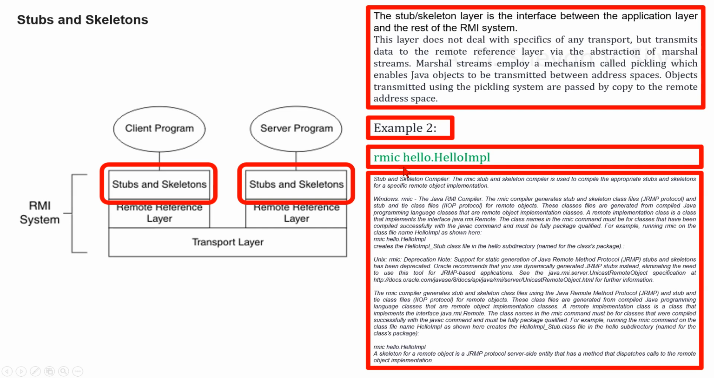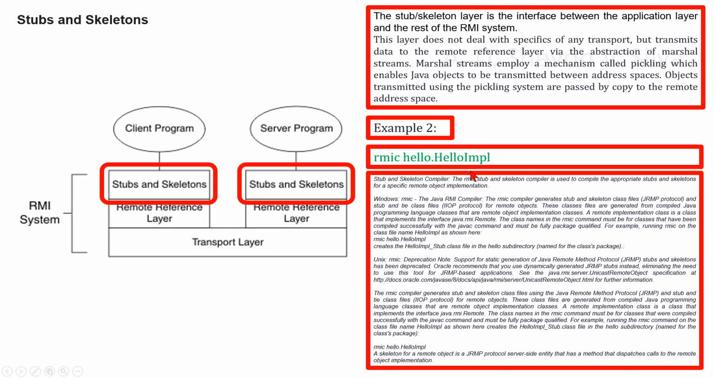The remote implementation class is a class that implements the interface java.rmi.Remote. The class names in the RMIC command must be for classes that have been compiled successfully with the javac command and must be fully package qualified. For example, running RMIC on the class file named HelloImpl as shown here, rmic HelloImpl creates the HelloImpl_Stub.class file in the hello subdirectory named for the class's package.